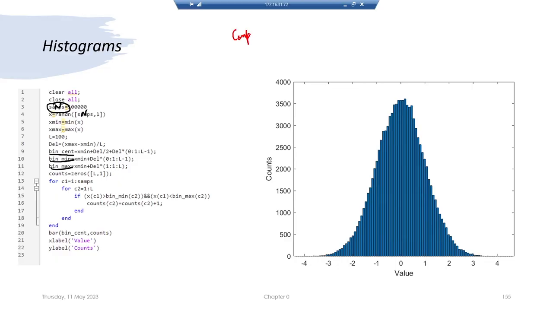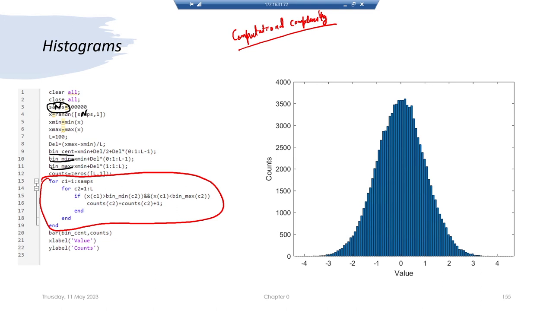So, this is one approach, but since this is element wise comparison, let me talk about the computational complexity of this algorithm here. This is the part where we construct the histogram. So, basically, we check each sample against each bin.